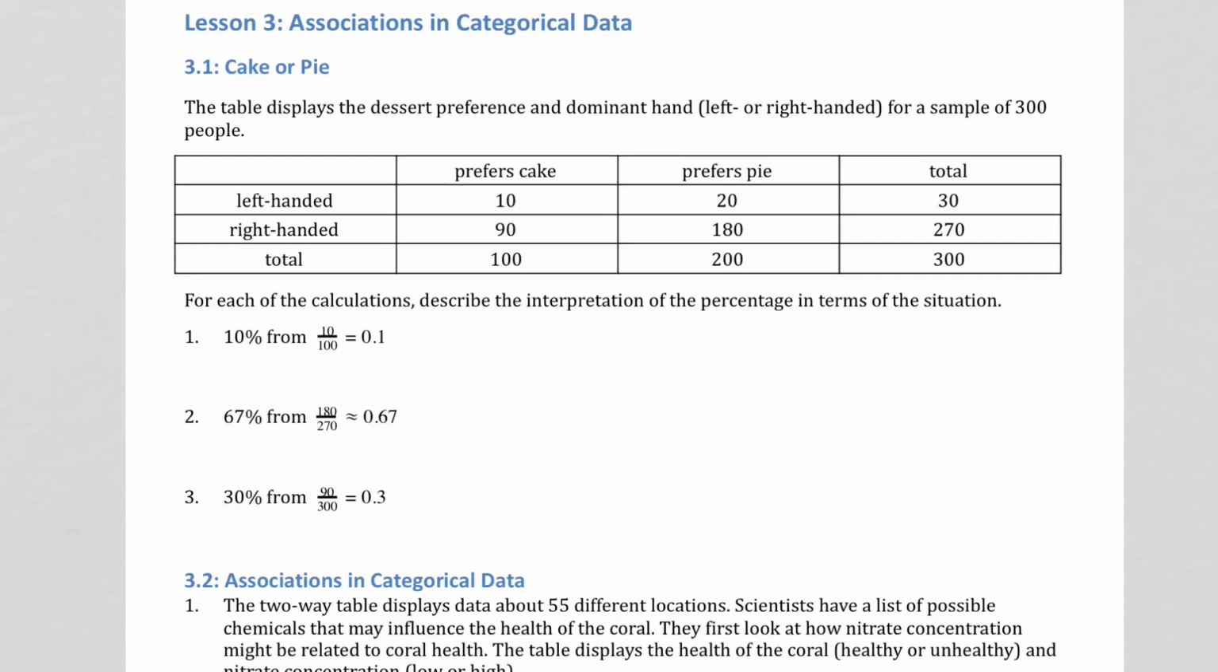Now we're going to look at associations in categorical data. So let's look at cake or pie. The table displays the dessert preference and dominant hand, so left or right-handed, for a sample of 300 people. For each of the calculations below, we're going to describe the interpretation of the percentage in terms of the situation. So for number 1, we have 10%, which comes from 10 divided by 100, which is approximately 0.1. So where does the 10 come from?